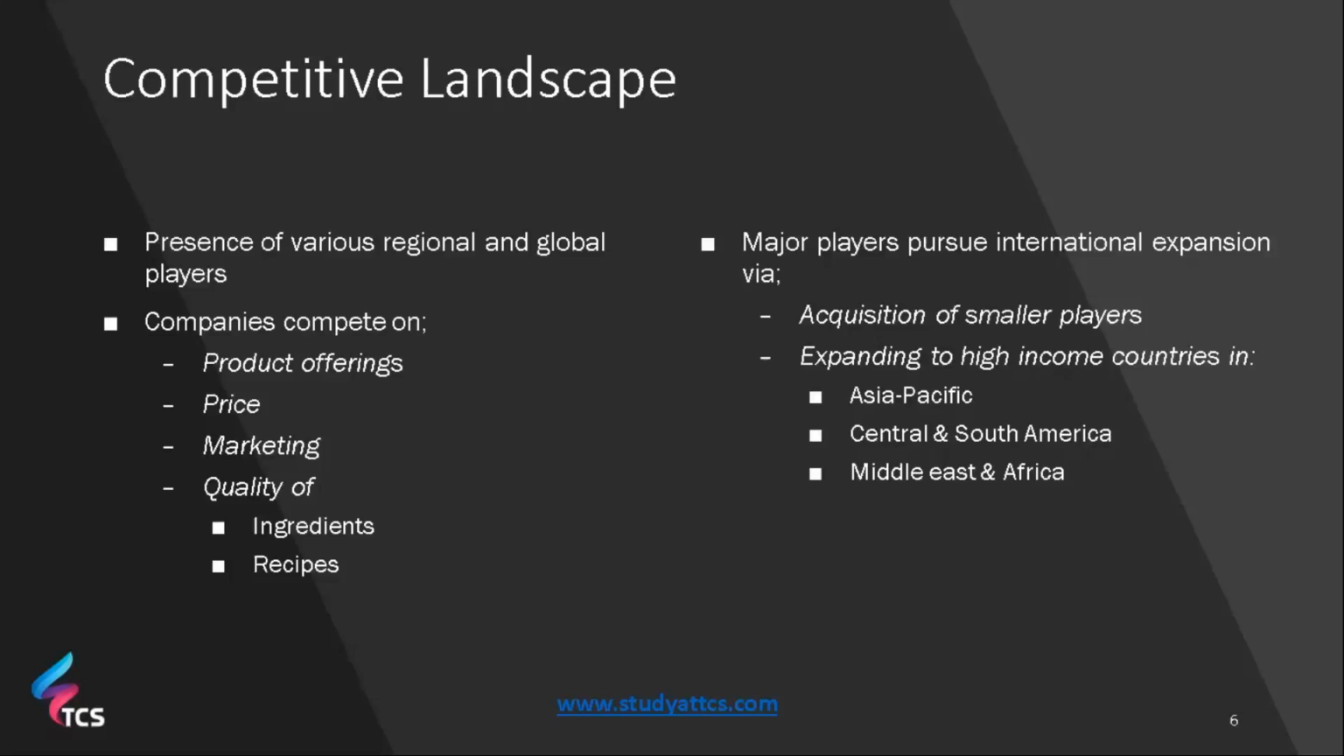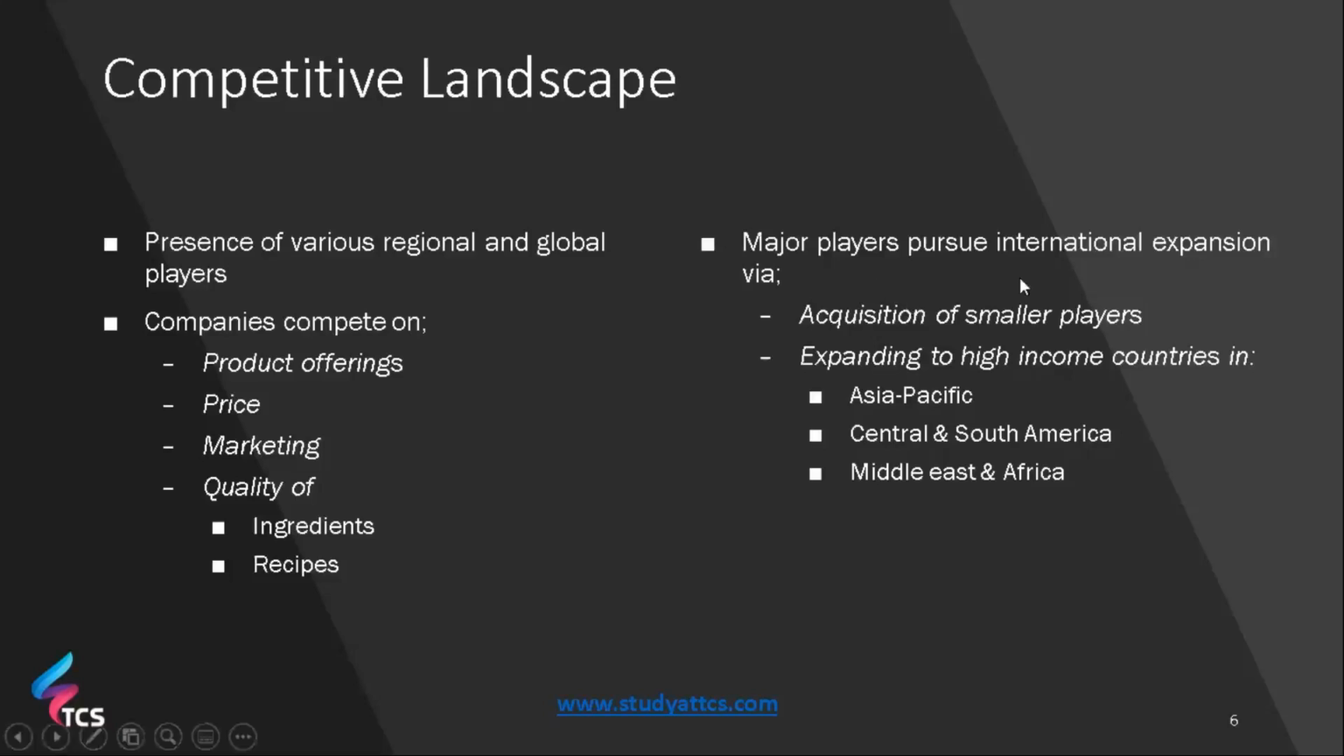And on top of that, companies compete on marketing as well, especially the major players. They compete heavily via advertising and marketing, and they are also trying to differentiate based on quality of ingredients and recipes. So when coming up with recipes, certain major players have tied themselves up with celebrity chefs so that it's easier for them to sell their recipes to normal consumers. So these are the types of trends or types of competition you would see within this industry.